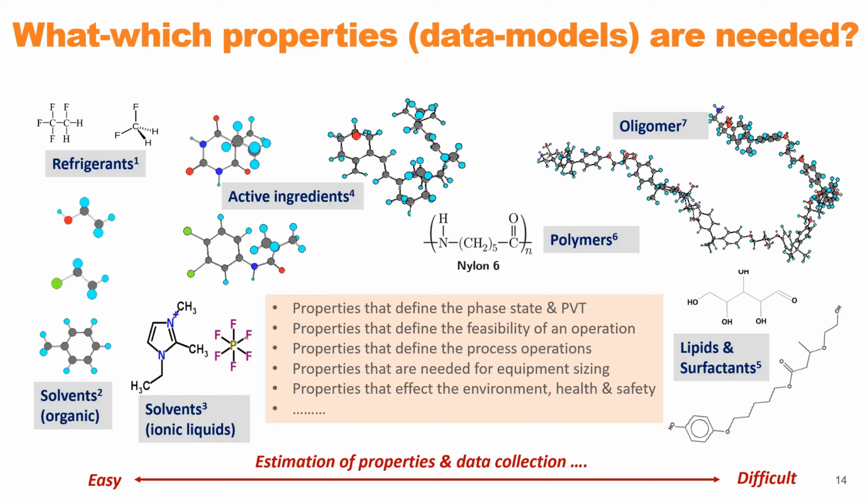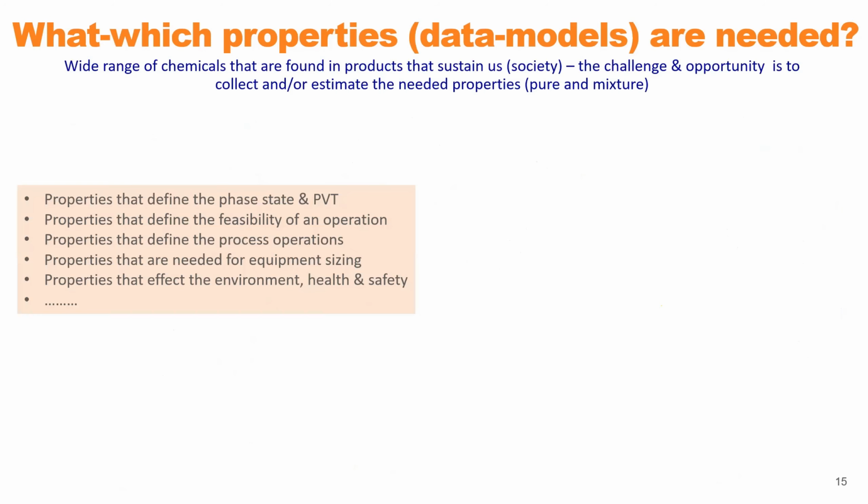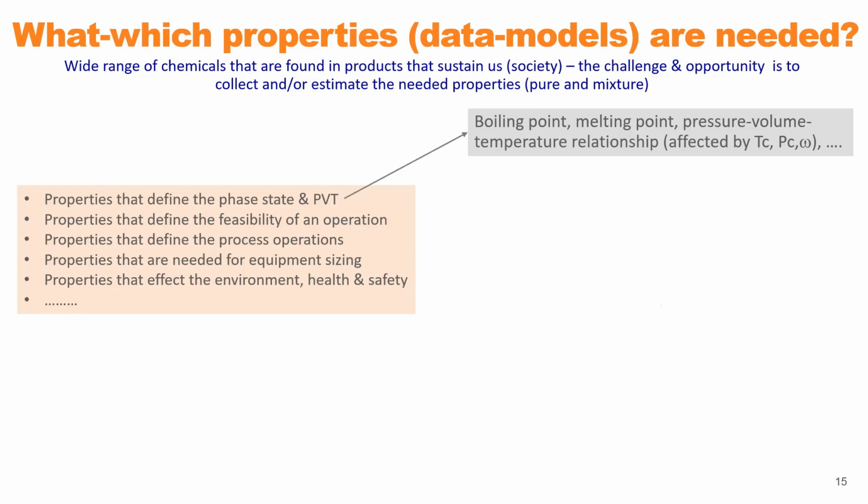What we see is that when the size of the molecule is small, it is usually easier to estimate the properties, and more properties are available, measured data are available. When it is bigger, it becomes more and more difficult. So what are the properties that define the phase state and pressure, volume, temperature? These are boiling point, melting point, pressure, volume, temperature relationships, which are affected by critical temperature, critical pressure, eccentric factor, and many others.